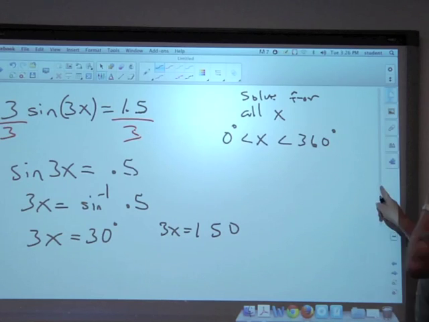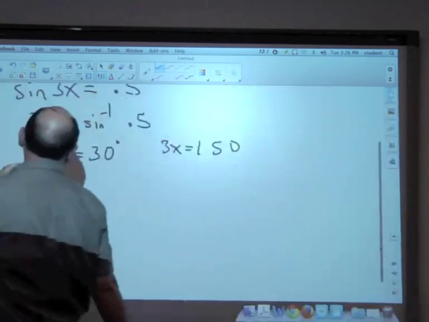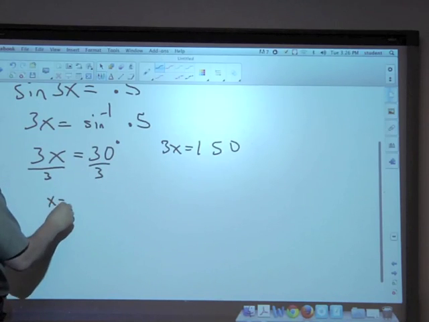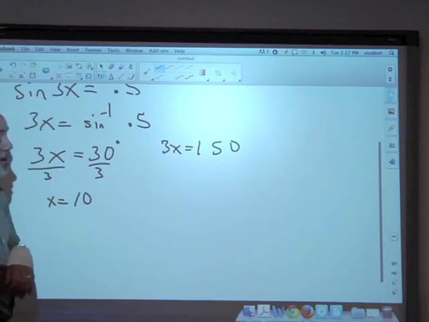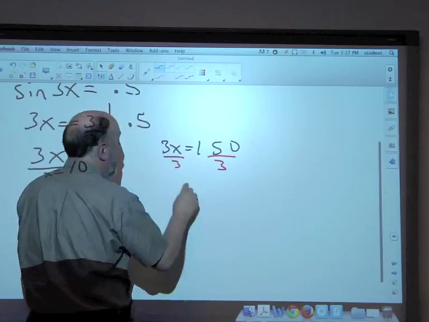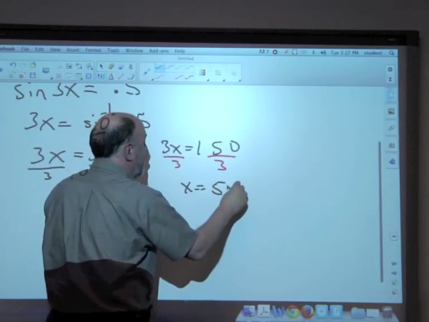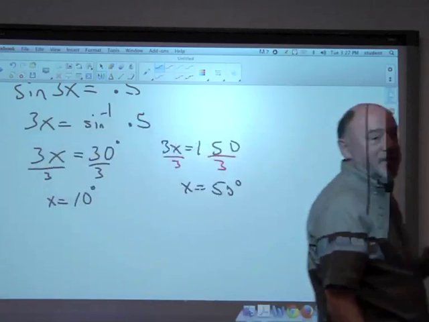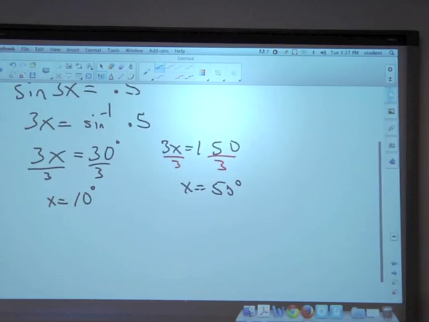Well, let's solve this. Well, this is easy enough. What's the opposite of multiplying? Divide, right? And we can do the same thing here. Divide by 3. Divide by 3. And we get x is 10 degrees and x is 50 degrees. So we got 10 degrees, we got 50 degrees. But I said I want all possibilities. Well, sine repeats every 360 degrees. Right?